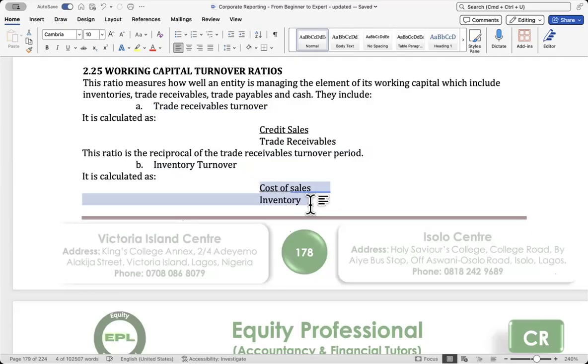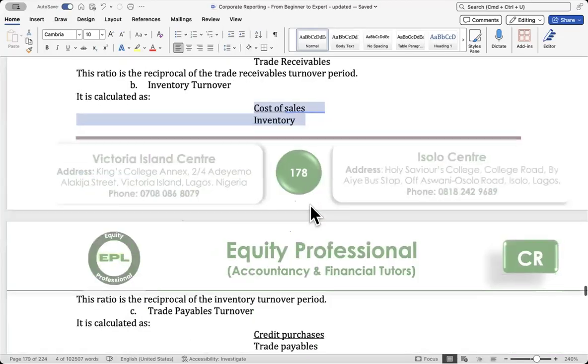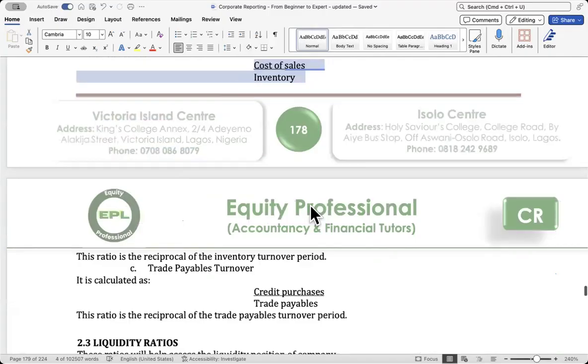Inventory turnover would mean how many times you're able to clear your factory or your warehouse in a year. It could indicate a lot of things. It could indicate that you're a fast-selling company. I've seen it once or twice in your past questions. Then there's trade payables turnover. It doesn't really indicate much either, and it is the reciprocal of trade payables turnover period.